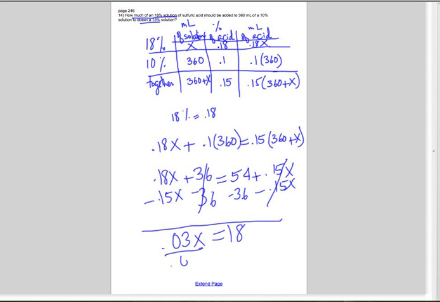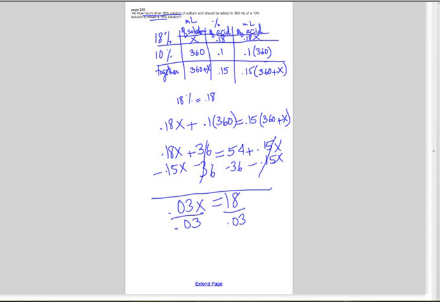Divide both sides by 0.03. And we get x equals 600 milliliters. So we have to add 600 milliliters of the 18% solution to get a 15% solution.